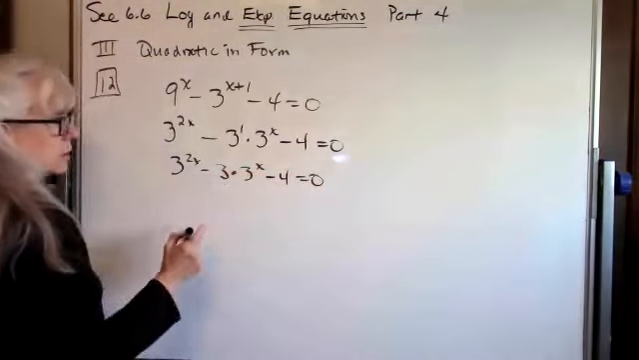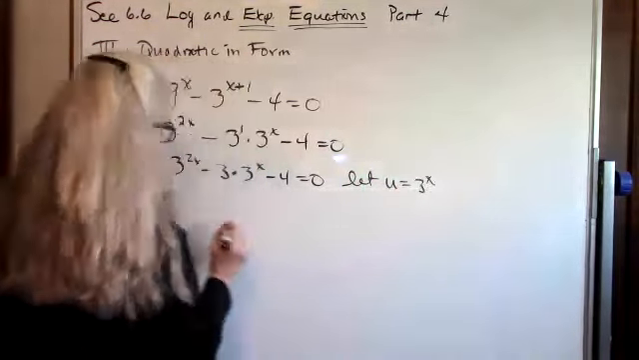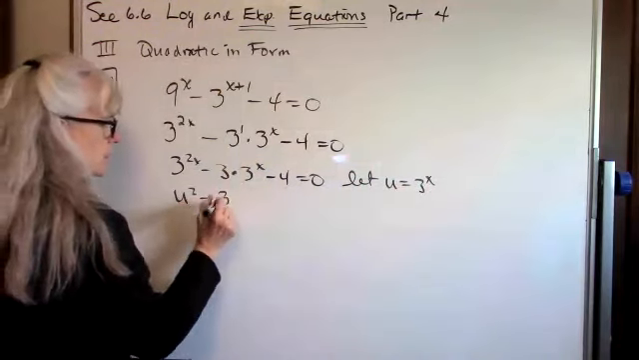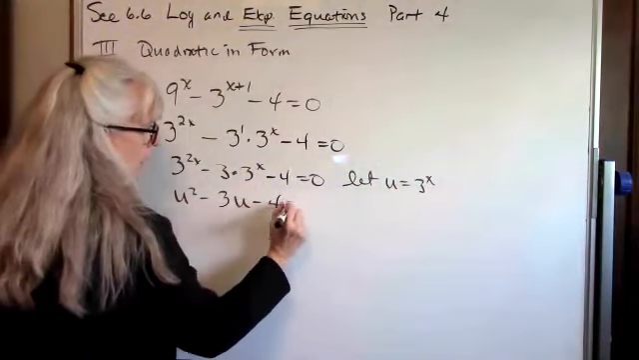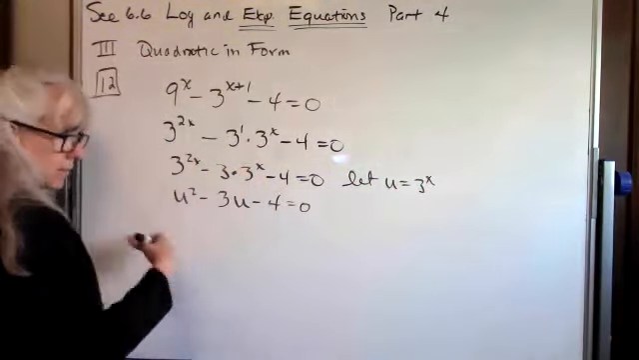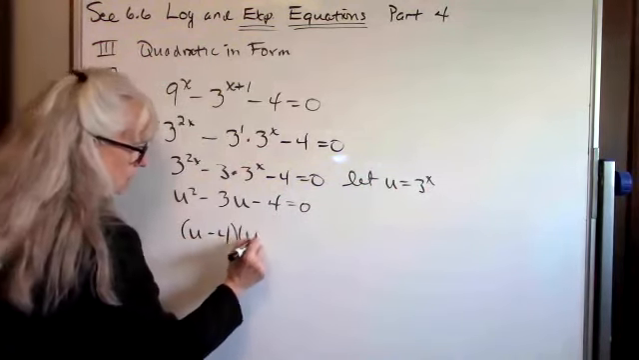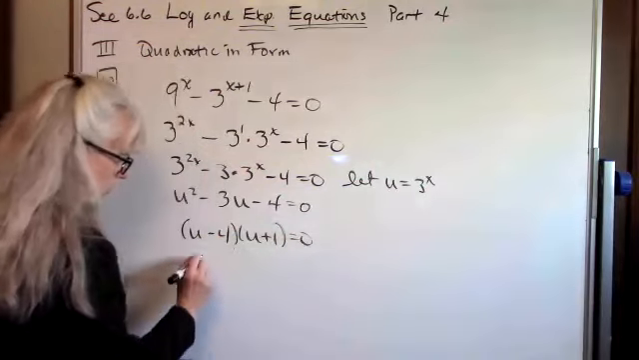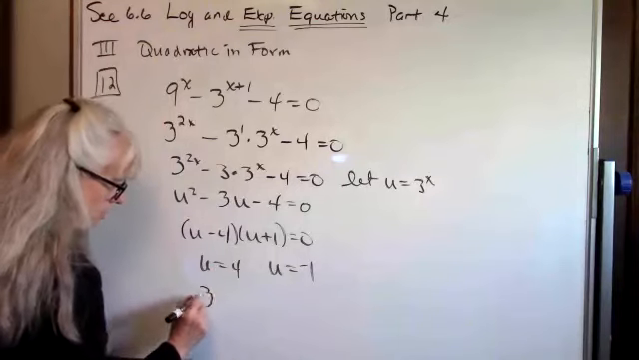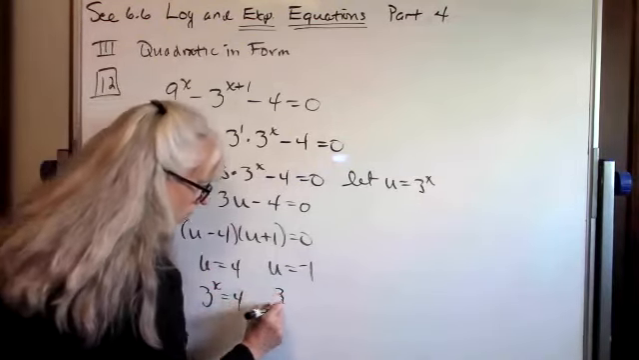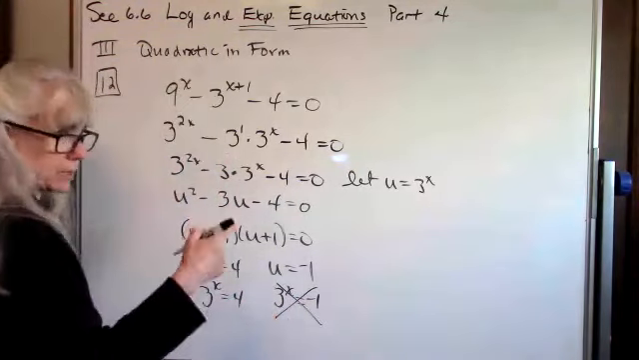Now we'll substitute. Again, we let u equal 3 to the x. So this would be u squared minus 3u minus 4. The 3 stays as a coefficient, we're just replacing the 3 to the x, and that's why I wrote the 3 to the first power in front. Now we'll factor. We've got a quadratic: u minus 4, u plus 1. So u equals 4 and u equals negative 1. Then you have to unsubstitute. So 3 to the x equals 4, and 3 to the x equals negative 1. This one won't work because you can't take a positive base and end up with a negative answer.